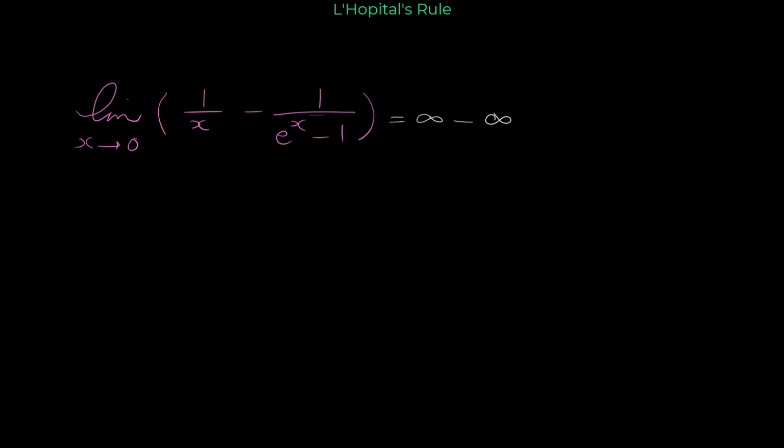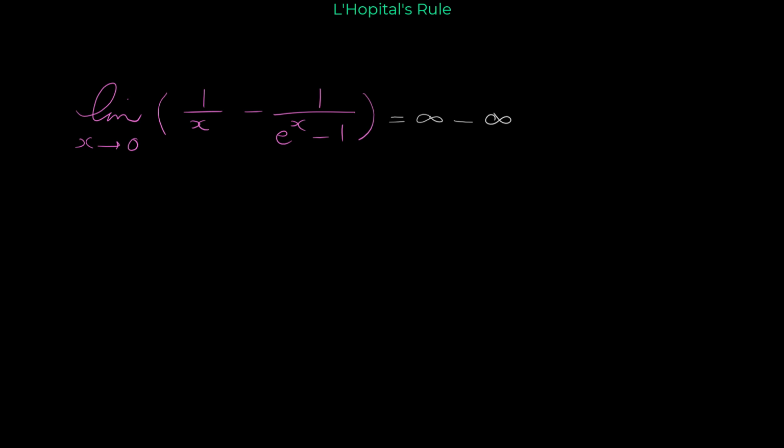And infinity minus infinity is an indeterminate form. So you cannot say that infinity minus infinity is 0. No, that's not true. Infinity is not a number. So you cannot subtract infinity from infinity and say simply it's 0. So let's see what this limit is.